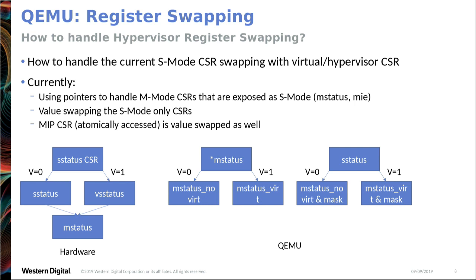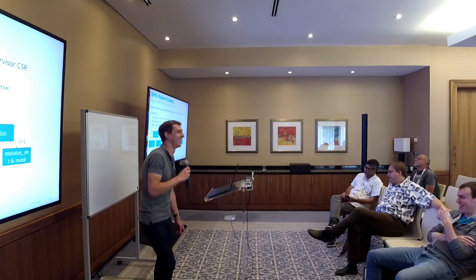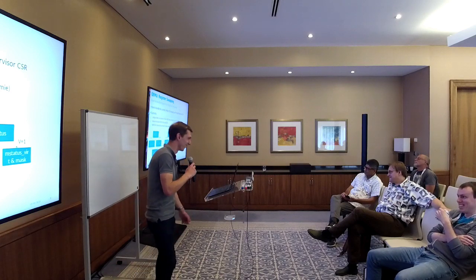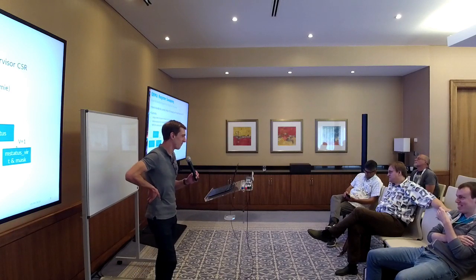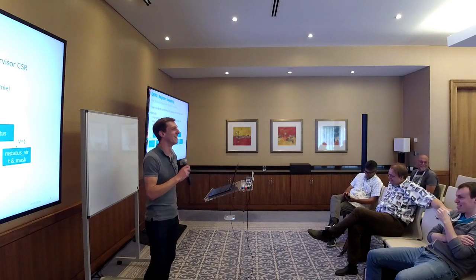And the way we do it now is with pointers. So we change what we point to instead. Does anyone have a better idea? Has anyone seen the QEMU patches? That doesn't help. Does anyone understand what I'm talking about? Oh, there's a few hands.